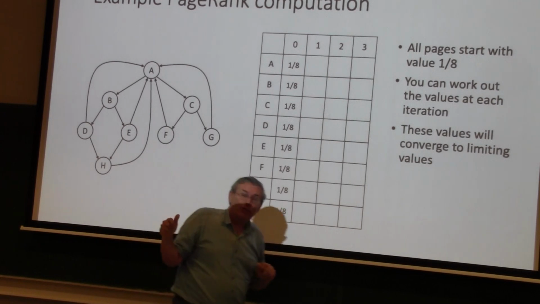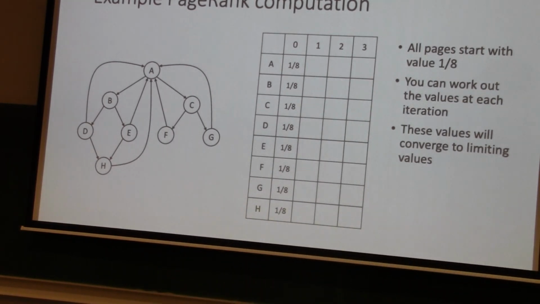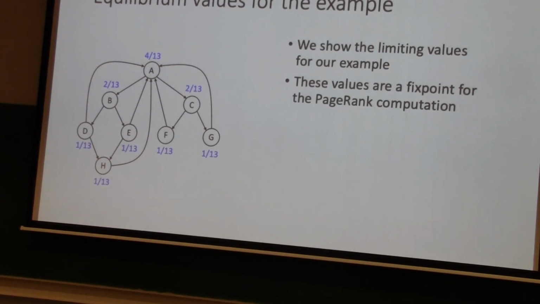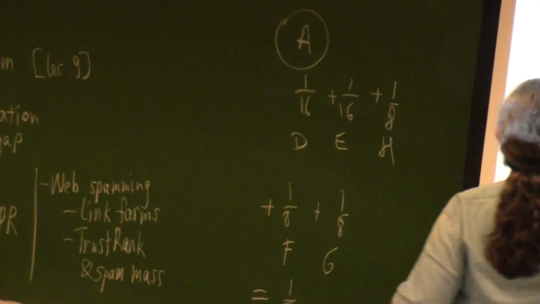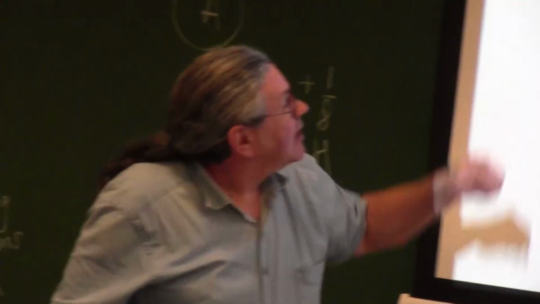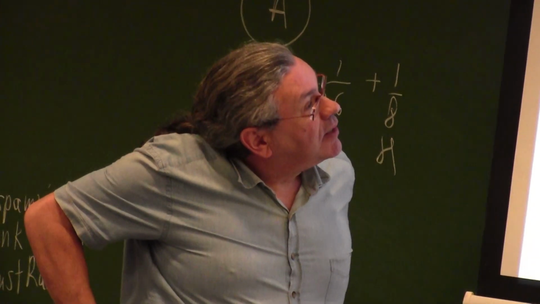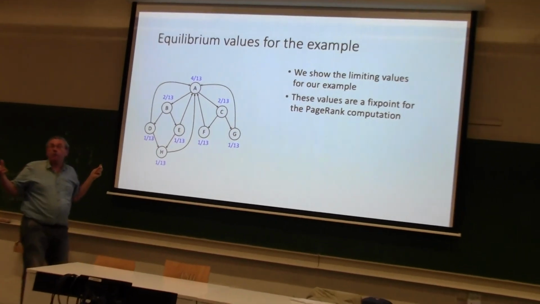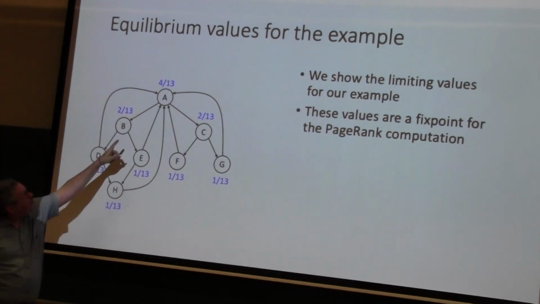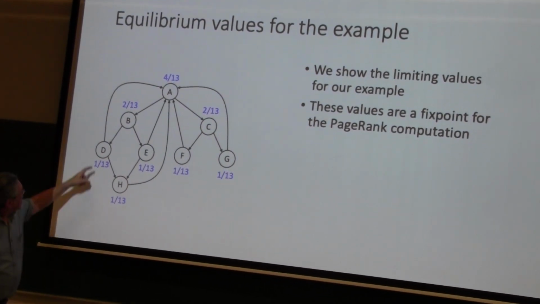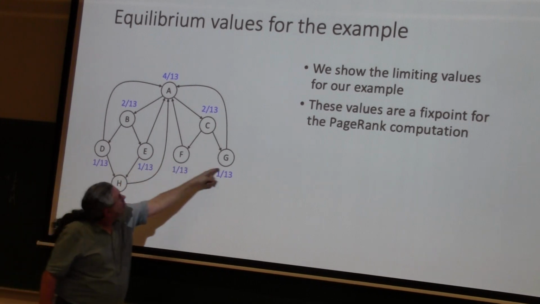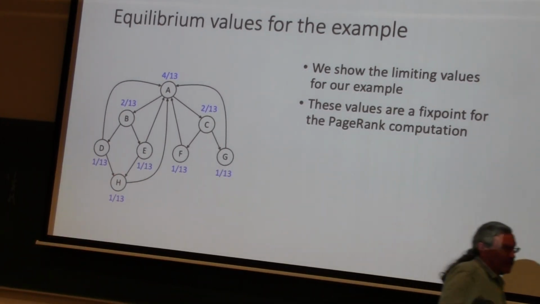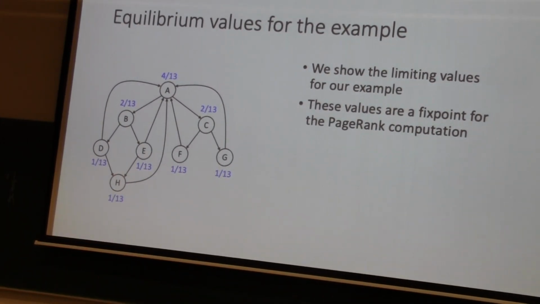And you can prove it converges, which we will do in a little bit. And after you keep doing that, you get these numbers. Okay, so A has 4/13, B has 2/13, D has 1/13, and so on. So this is the result of the PageRank. It's just this fixed point. So A is the most important page here, and D, H, E, F, and G are less important. Okay, so that's the basic idea.